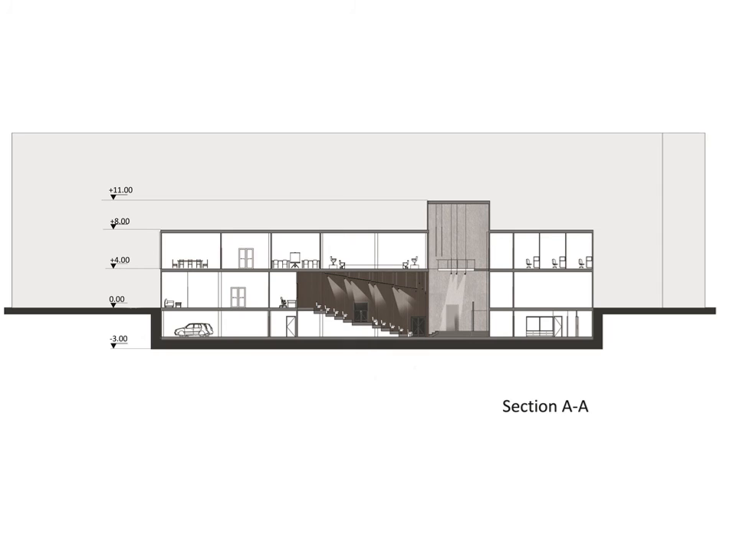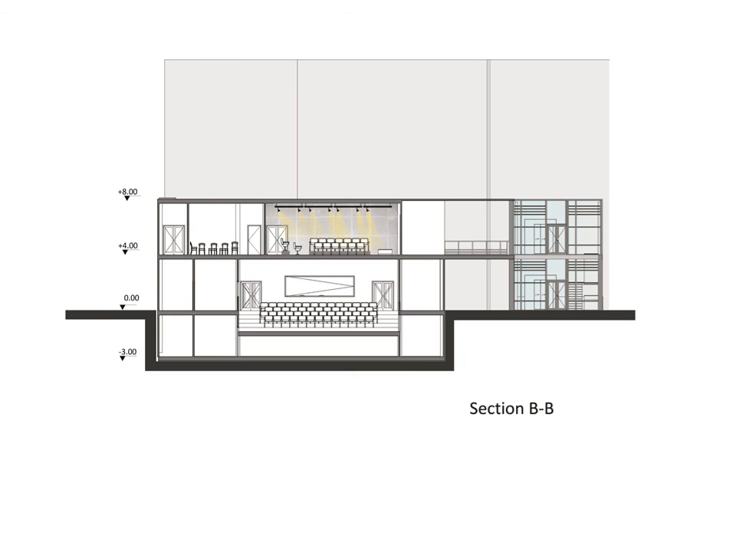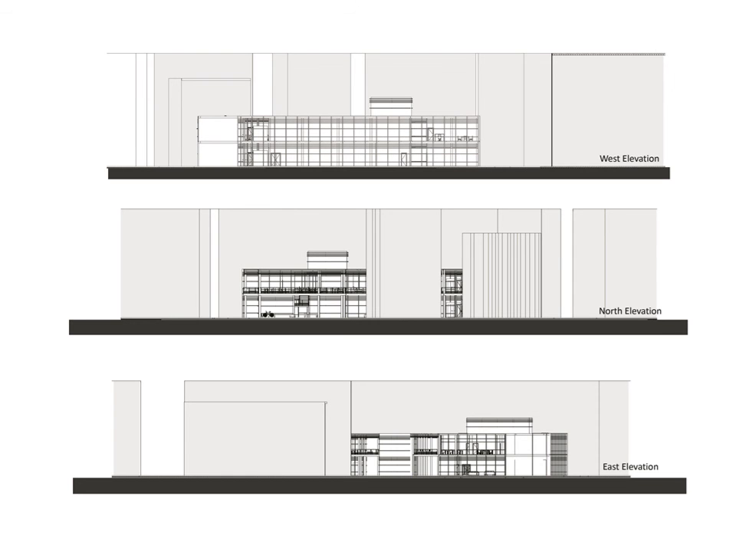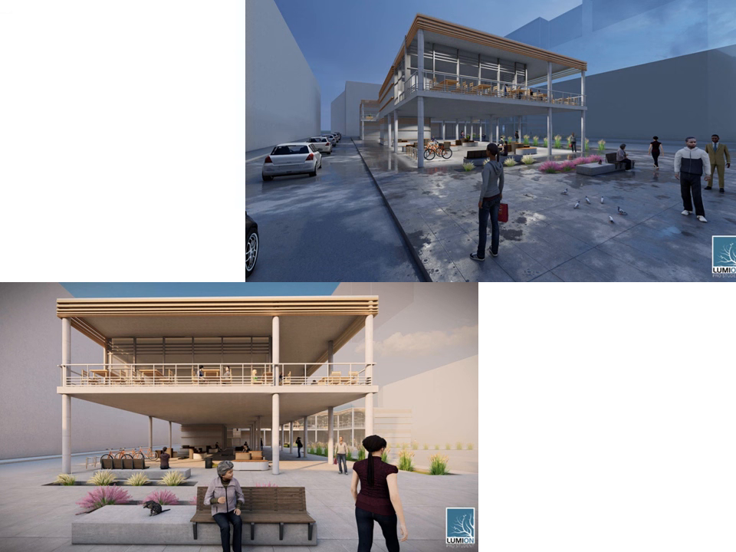So here we can see my section A, the auditorium space, and my section B. So this is the staircase and elevator that comes from the car park, and my black box theater. And this is the section D, longitudinal section, and the elevation of this section, and my other elevations. And these are some of the render views of the project.